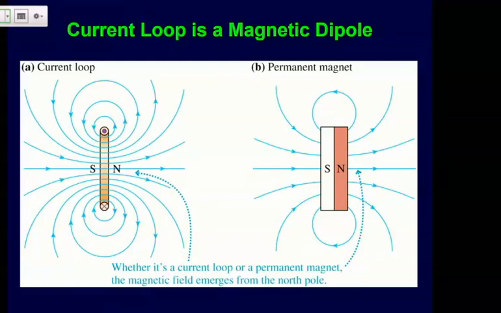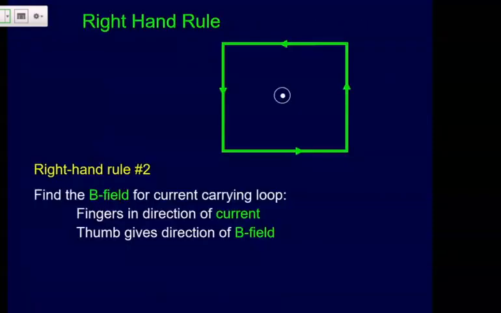And again, we're going to learn a new right-hand rule talking about this, but it's the same picture as down here. Okay, so there's the coming out there, the coming in over there, and so the same north and south. It works exactly the same way as this permanent magnet does over here. And so our new right-hand rule, which is just to find the B field for a current-carrying loop: your fingers go in the direction of the current, and the thumb gives the direction of the B field.